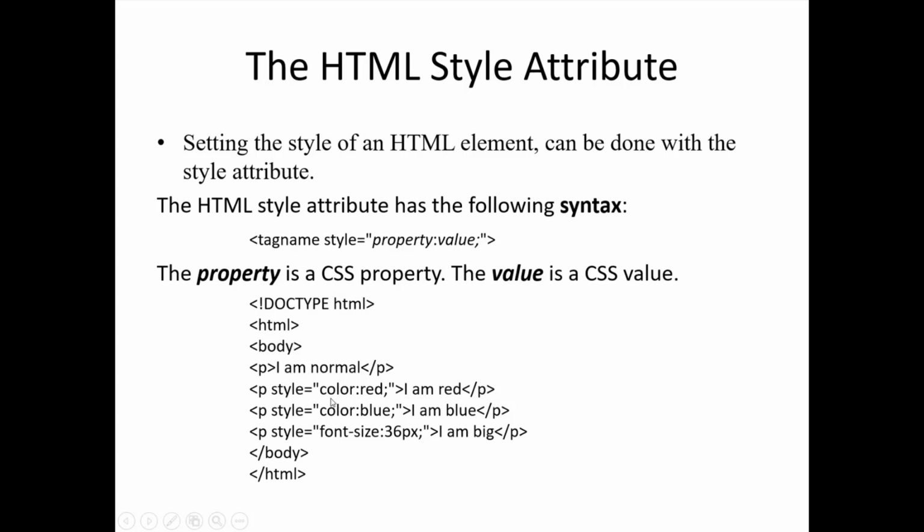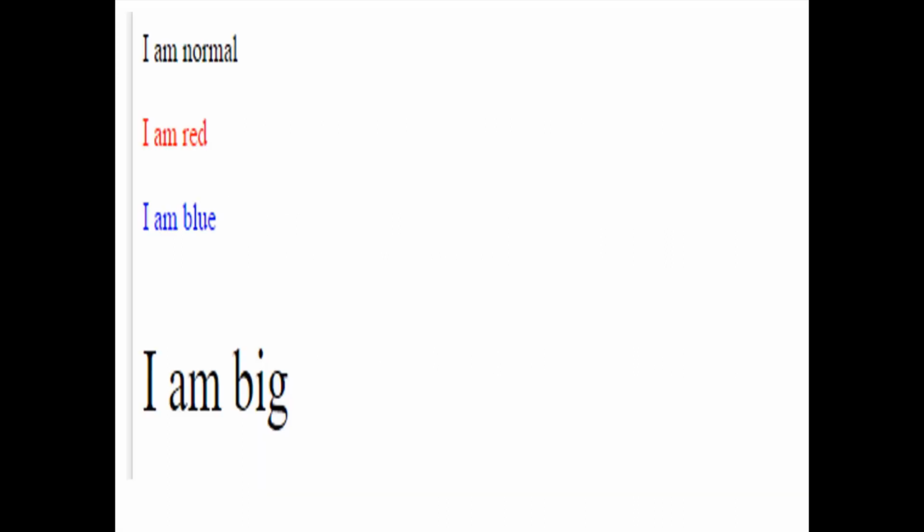So I will be using the p tags. With the p tag, we will be using the style attribute like p space style equals color colon red. So I am red. It will display the text in red color. Then the same, displaying in the color blue. Then font size, we can set different attributes of the text with the style attribute. So this is how the program output is. I am normal in black, I am red, I am blue, and then I am big because we used the font size over here.